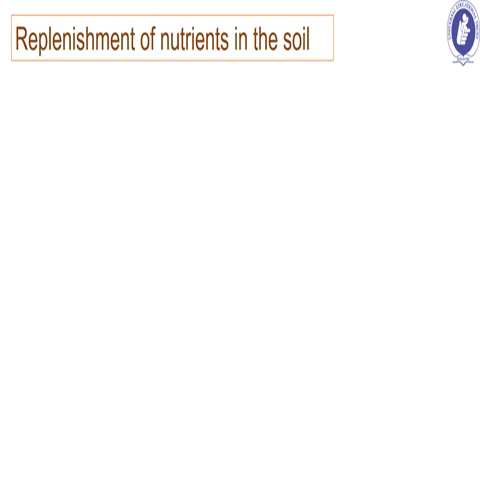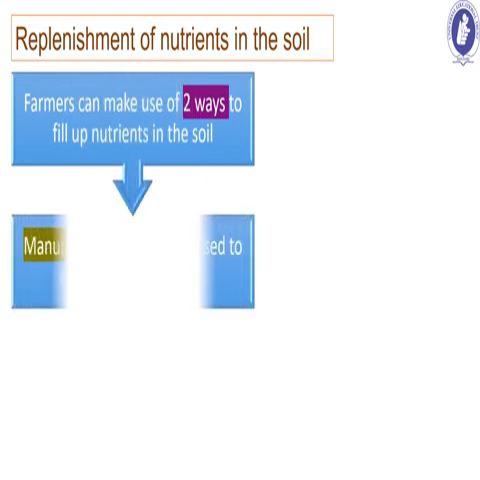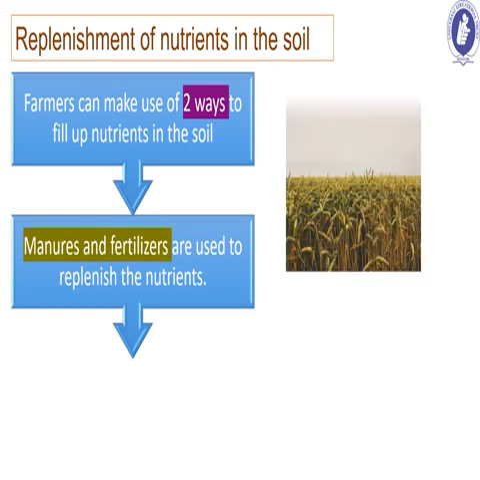Replenishment of nutrients in the soil. The word replenishment means filling up. Once reduction of nutrients has happened, how does it have to be filled up again? So, farmers can make use of two methods to fill up the nutrients. Either they can use manures and fertilizers to replenish the nutrients. When they use manures and fertilizers, they have to buy them. It will be a costly method as well.